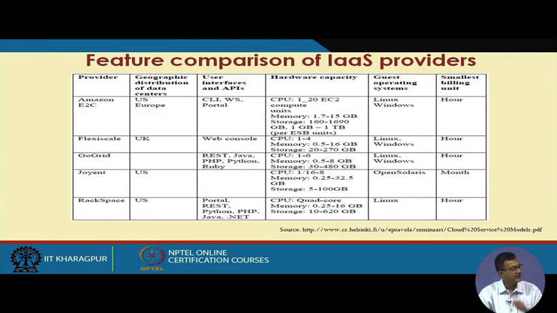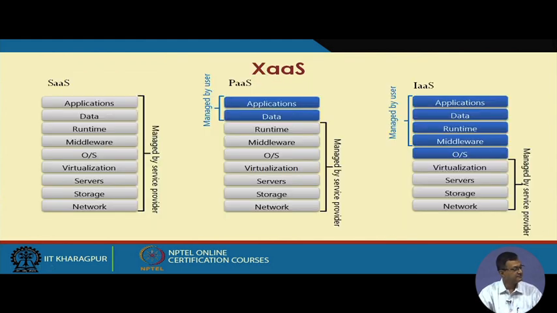And there are IaaS providers, major IaaS providers, there are several other IaaS providers also, and they have different types of capacities, like you can have different types of hardware capacities, there are different types of operating systems, and we have different types of billing mechanisms. So, these are the different types of IaaS providers.